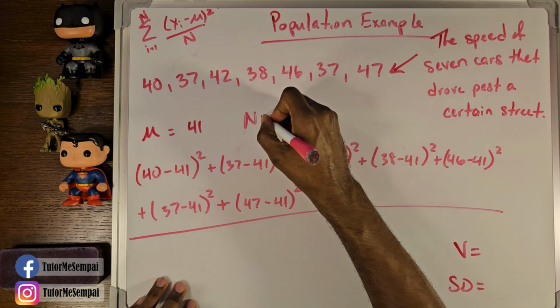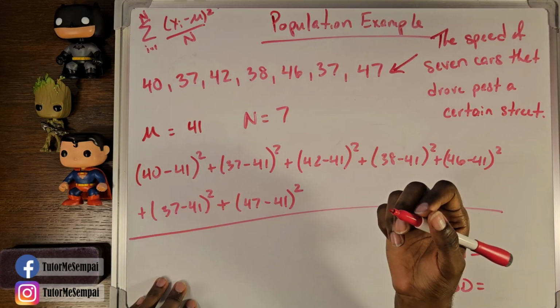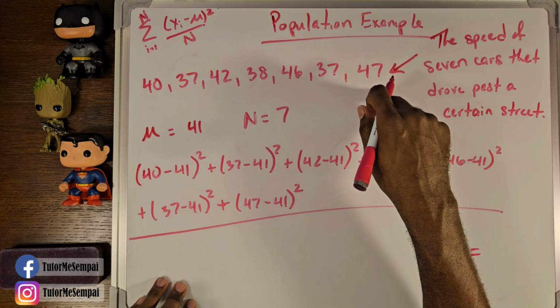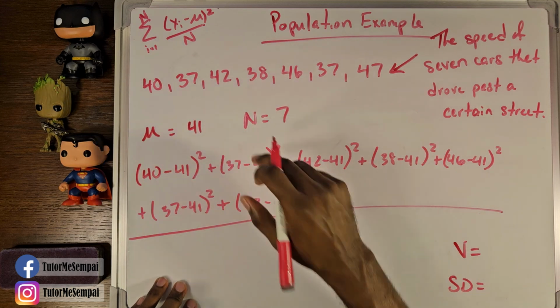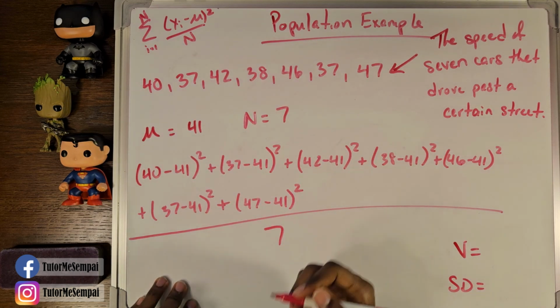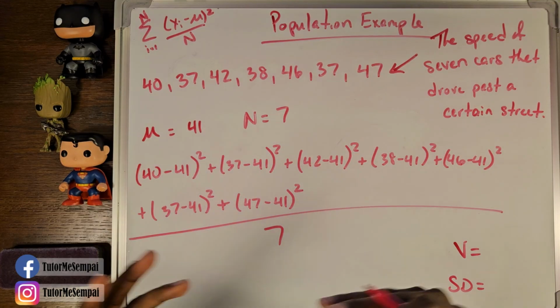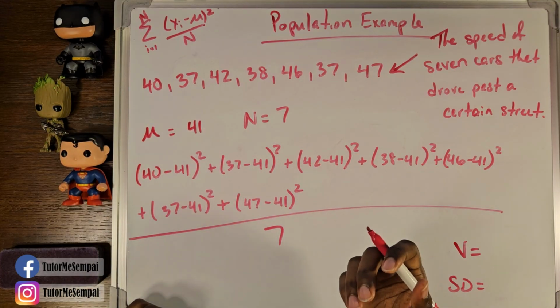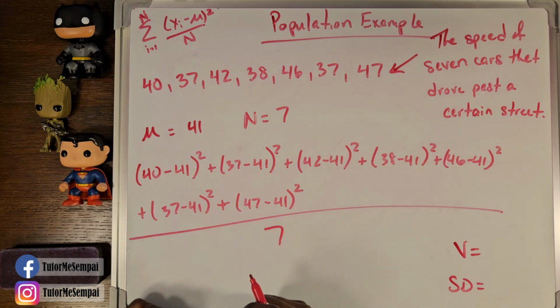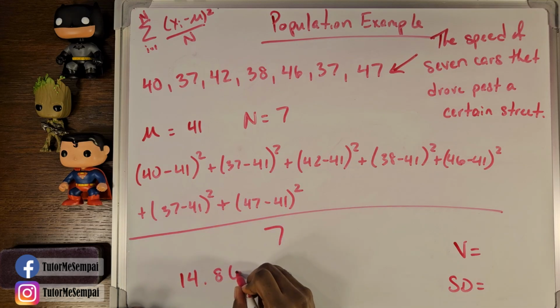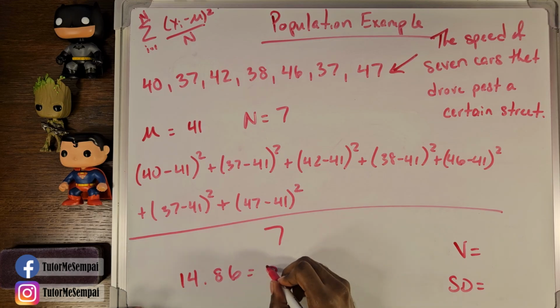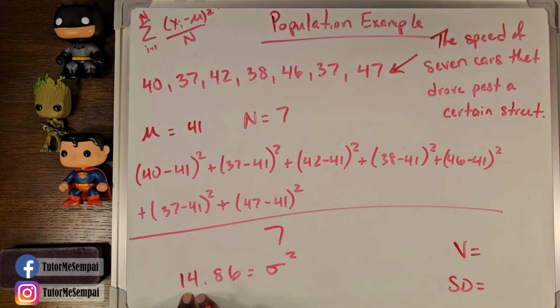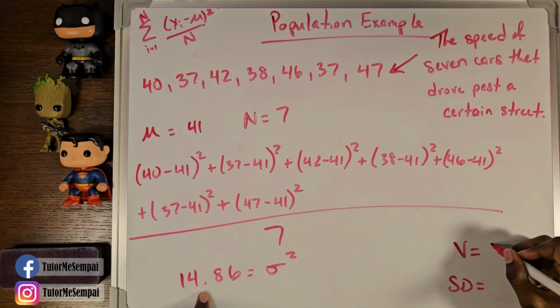N. Our big N. What's our big N? 7, because that's the full population number. All of this gets divided by 7 this time. Plug all of this into your calculator and you're going to get what? After rounding to the nearest hundredth, you're going to be left with 14.86. That's going to be your sigma squared. Our population variance is 14.86.